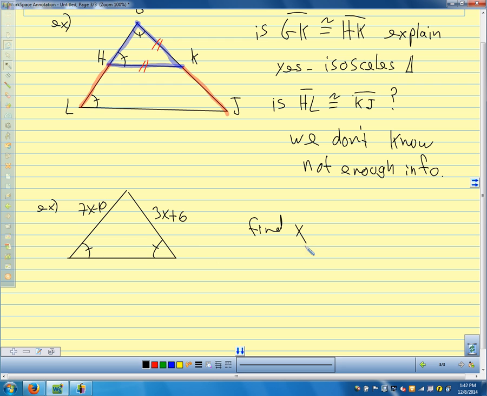So what do we do to find x here? Make them equal to each other. We said it's isosceles, right? That means those two sides are the same. So that means 7x minus 10 has to equal 3x plus 6. And we know how to do this problem. Subtract 3x from both sides. We want to get x by itself. So we get 4x minus 10 equals 6.